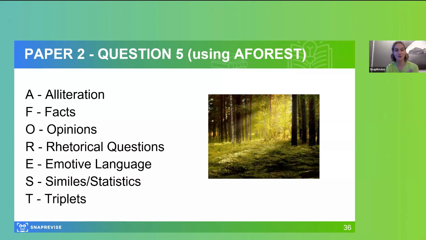So the A in A FOREST stands for alliteration. Again, alliteration, as we've seen with the previous paper, alliterative words stick out in our brains. And so if you make the point to use alliteration on specific words that you want the listener or the reader to remember, that will probably be very effective.